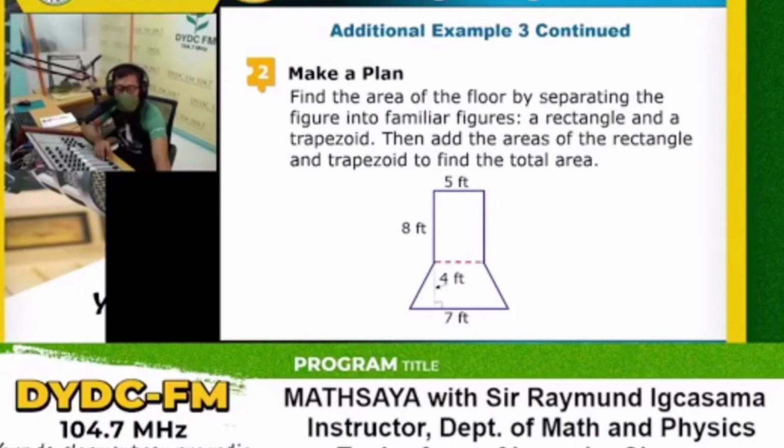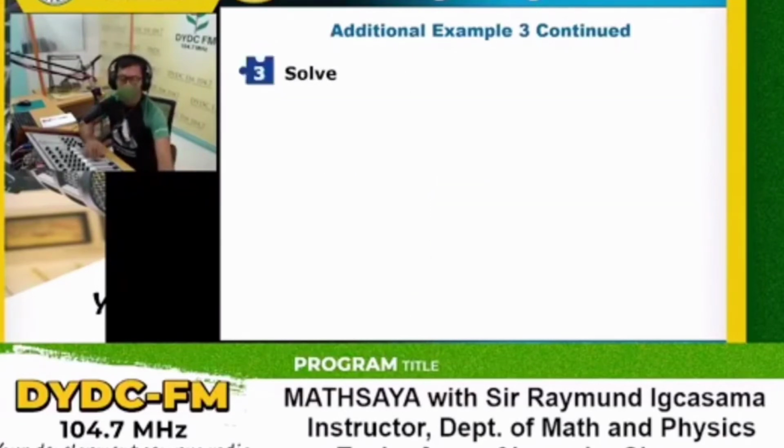You can see a broken line there, a red broken line. The above figure is our rectangle and the bottom part is our trapezoid. So, we have two figures created. So you have to find the area of the rectangle and then find the area of the trapezoid, then add the two areas, then that would be your total area.